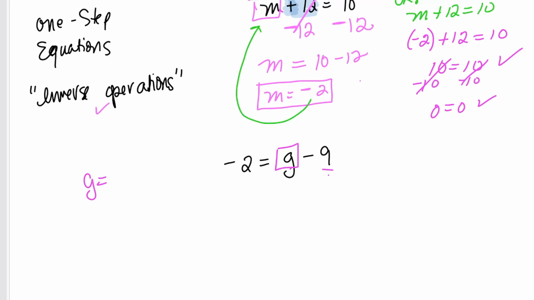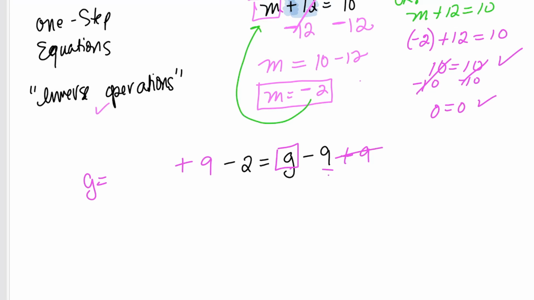So that means I need to look at the 9, and I'm going to cancel that out. I want that to be equal to 0. So I'm going to look at the inverse operation. By the inverse operation, I'm going to add 9 to both sides. Okay, do you see how I did that?